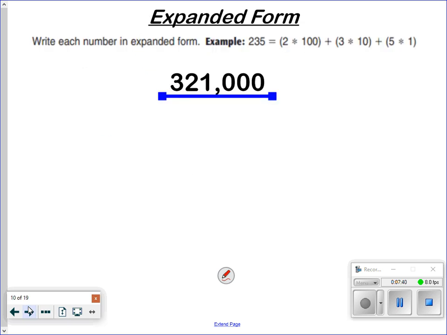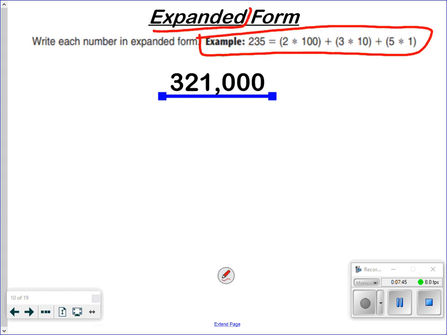Expanded form. Here's a nice example for you. Whenever you think expanded, I want you to think of a rubber band that you're pulling out and stretching. So pretty much you're taking this number and you're going to make it longer. You're not really doing much math with it. You're just making it longer. So for example, I'm going to take this. The first digit is a 3. So I'm going to go in parentheses 3 times. What place value is it in?